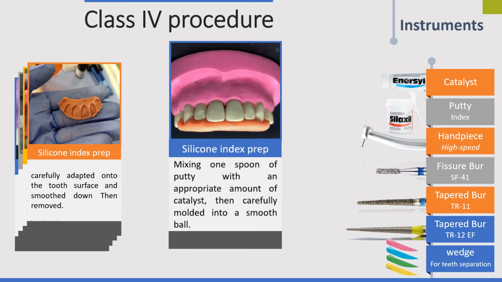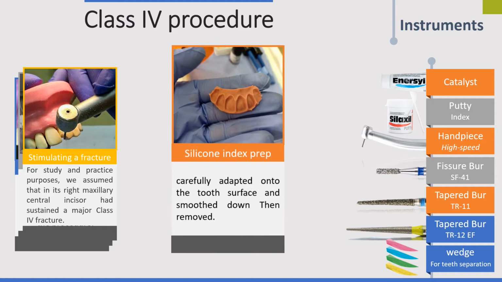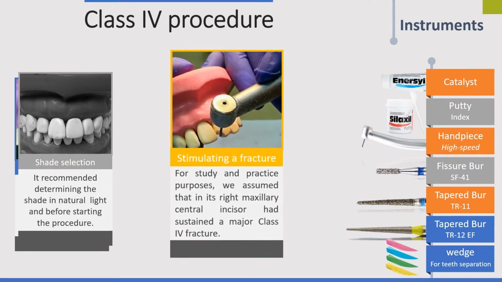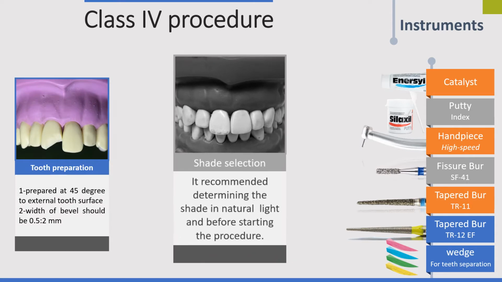By mixing one spoon of putty with an appropriate amount of catalyst, make a ball, then adapt it onto the tooth surface, smoothen it down and remove it. And of course, for preparation of that index, we need to cut the excess to avoid any interference afterwards. Then we mimic a Class 4 fracture on the right maxillary incisor using a handpiece. For shade selection, it's recommended to do it in natural light before any other procedures to obtain the perfect shade and optimal aesthetics.